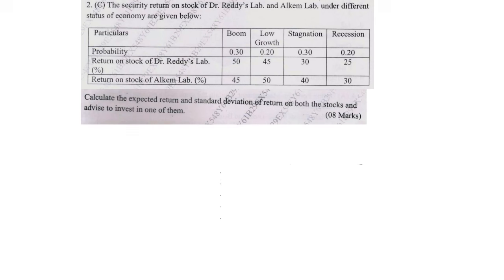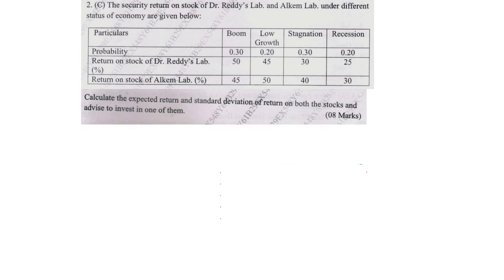Okay, the very first question, number 2C: the security return on stock of Dr. Reddy's Lab and Alchem Lab under different states of economy are given below. So they are giving you probability, and the return on stock of Dr. Reddy's Lab and return on stock of Alchem Lab. They are giving you 4 periods: boom, low growth, stagnation and recession. Calculate the expected return and standard deviation of returns on both the stocks and advise to invest in one of them. So we are going to solve one by one.